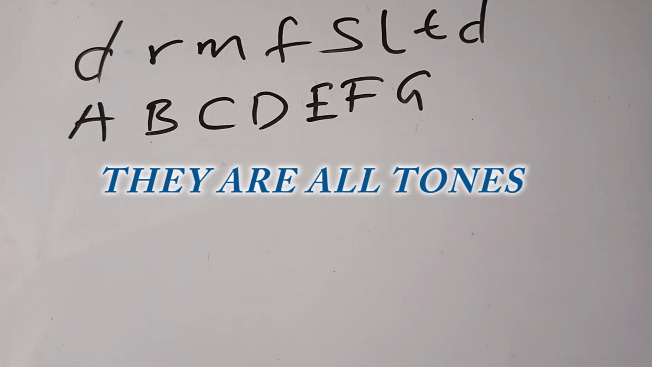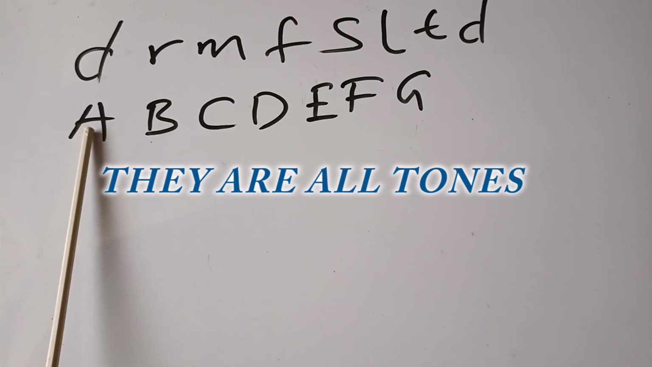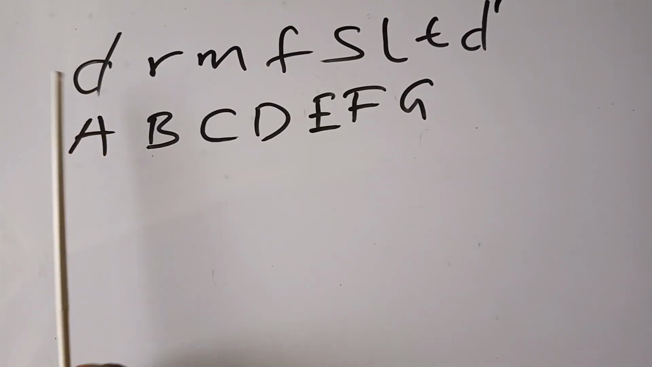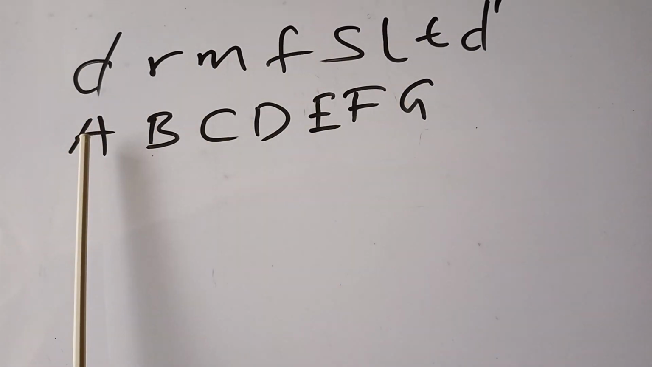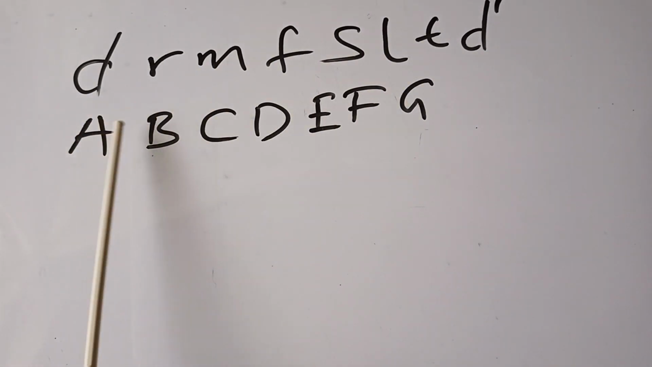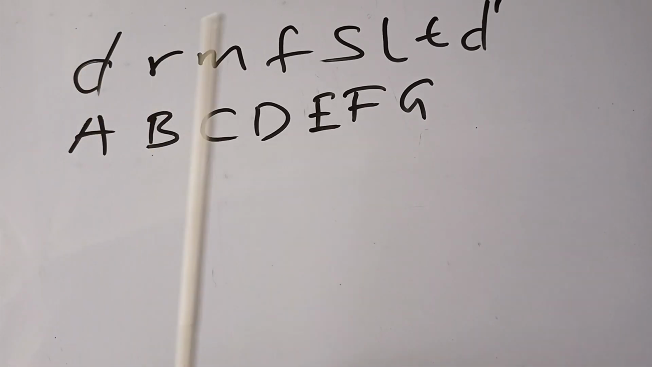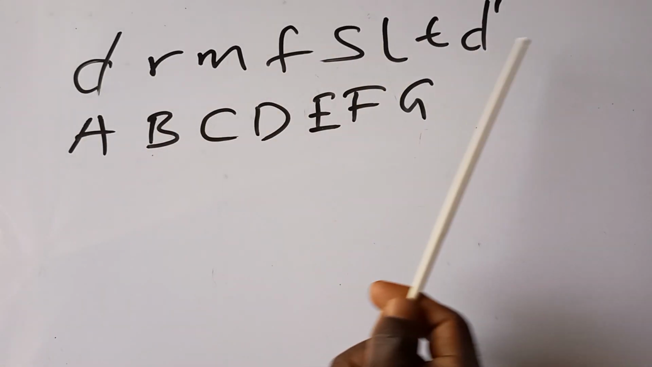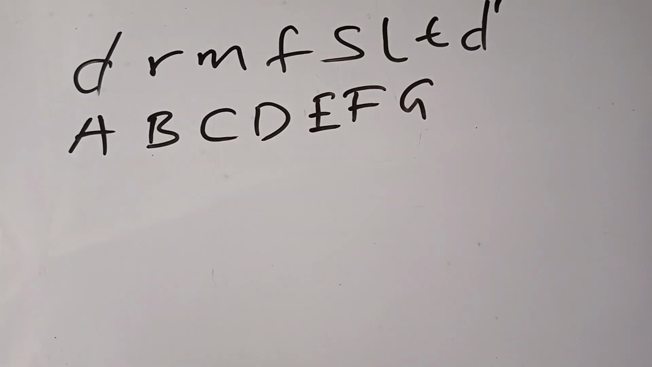In each solfa, like in A, we'll explain that later. So in A, we have do re mi fa sol la ti do. In B, we have the descending. Also in A sharp and A flat, we still have everything. So each particular key has its own solfa notations, which is do, re, mi, fa, sol, la, ti, do. All of them are tones.